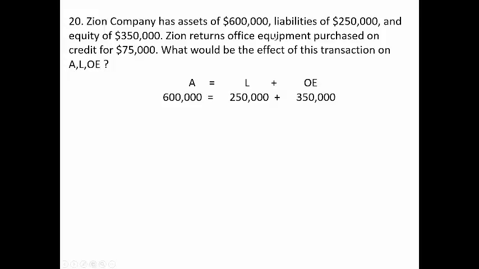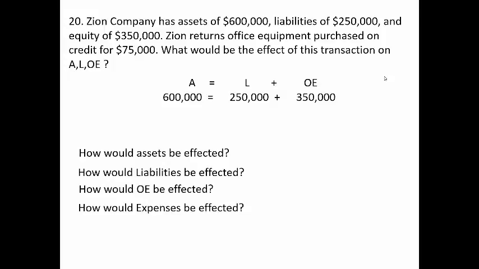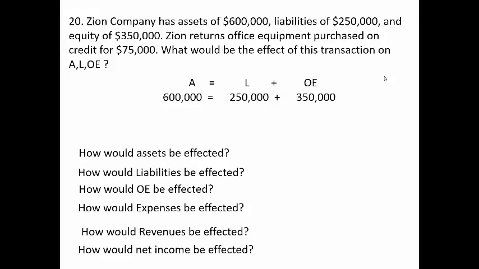If they return equipment that was originally bought on credit and hadn't been paid for yet, here's what happens. Well, I guess we want to know how would assets be affected, how would liabilities be affected, how would owner's equity be affected, how would expenses be affected, and how would revenues also be affected. Let's see anything else, and how would net income be affected. Alright, well, if you return this equipment that you bought on credit for $75,000, assets would go down $75,000, liabilities would go down $75,000, and owner's equity wouldn't be affected at all.